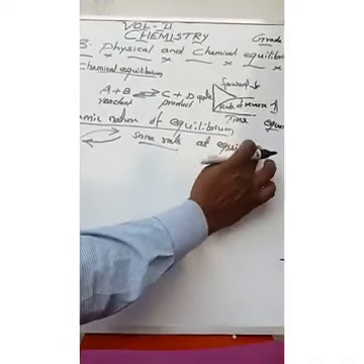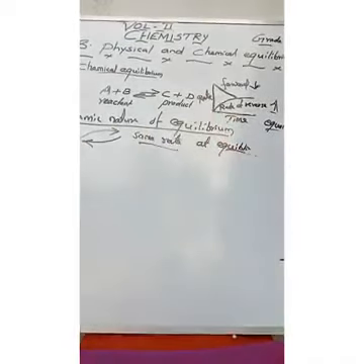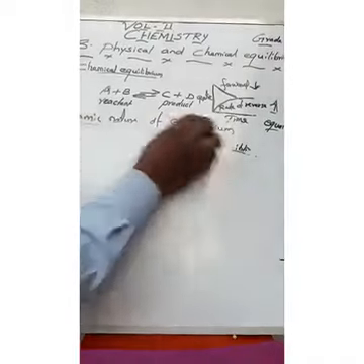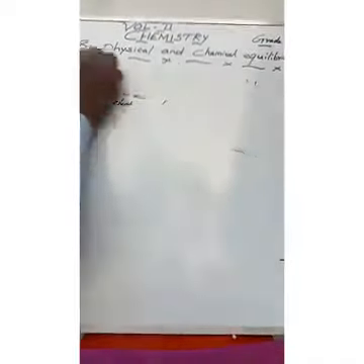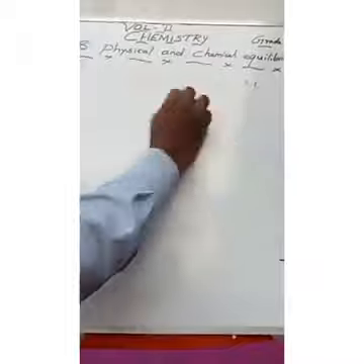There is no macroscopic change observed. Am I right? There is no macroscopic change. Sometimes it may be a minute change, but here there is no macroscopic change observed. So chemical equilibrium is a state of dynamic equilibrium.